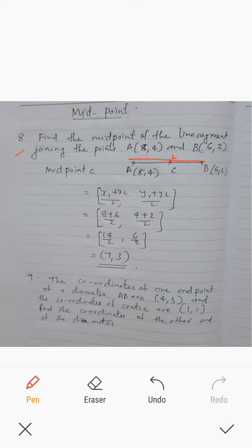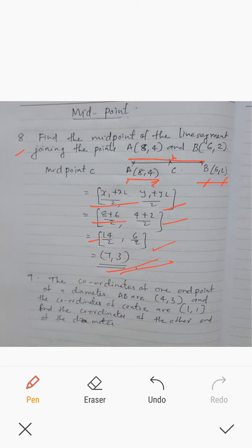So the coordinates of C, the formula is x1 plus x2 by 2, y1 plus y2 by 2. Here x1, y1 is 8, 4 and x2, y2 is 6, 2. So x1 is 8, x2 is 6, adding 8 plus 6 by 2; y1 is 4, y2 is 2, 4 plus 2 by 2. 14 by 2, 6 by 2, which is equal to 7, 3. Easy question, a direct question. Midpoint using the midpoint formula.